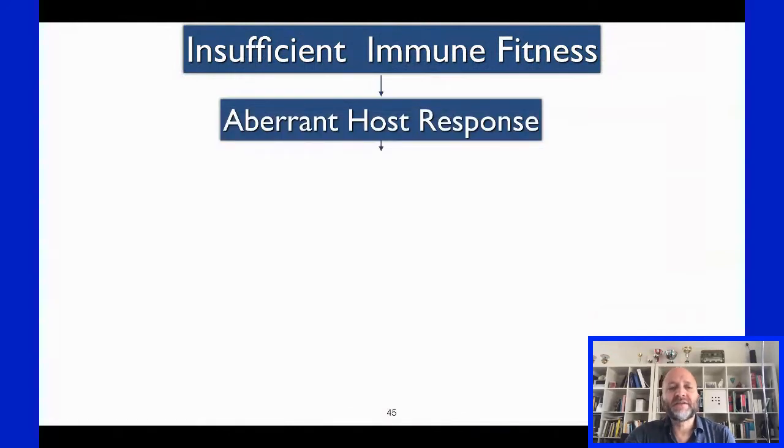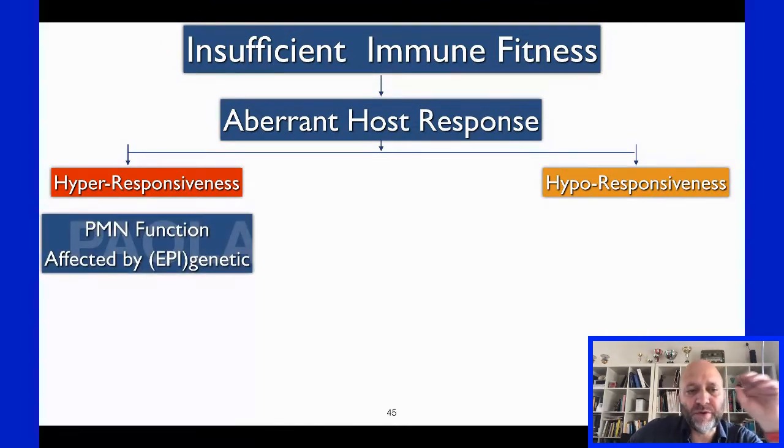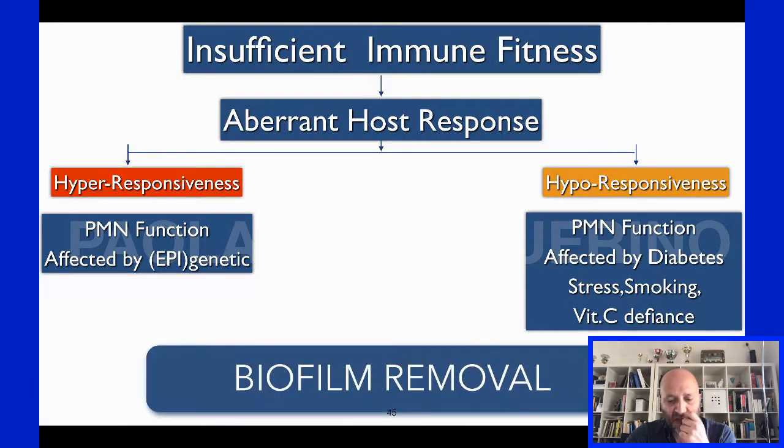So if you want to summarize this aspect, we have an insufficient immune fitness. We can have an aberrant host response. We can have two groups of patients: the hyper-responsiveness and hypo-responsiveness. About the group with hyper-responsiveness, we have PMN function affected by epigenetics. And in hypo-responsiveness, we have PMN function affected by different problems, like systemic disease, like diabetes, or problems related to incorrect lifestyle, stress, smoking, vitamin C deficiency. And one of the things these patients have in common is the possibility of controlling the disease by reducing the biofilm.